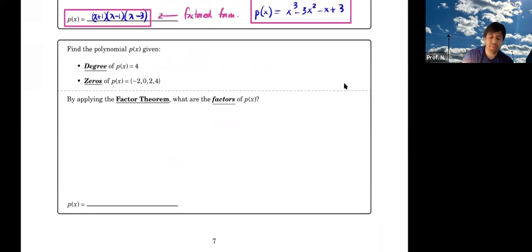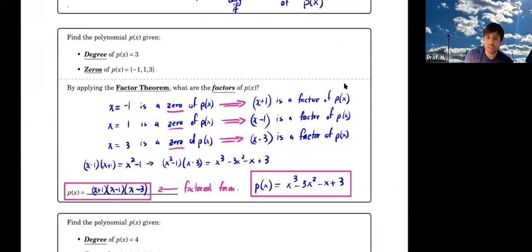Now the same thing happens here, right, guys? So we can even, if you want, create a table instead, just to make things a little bit quicker. We have zeros and then we have factors.